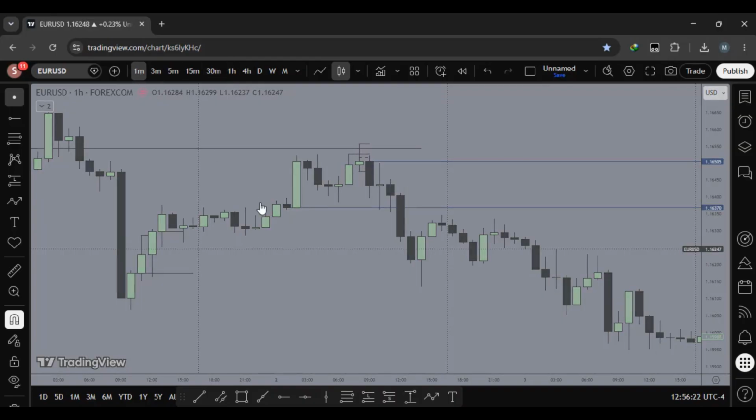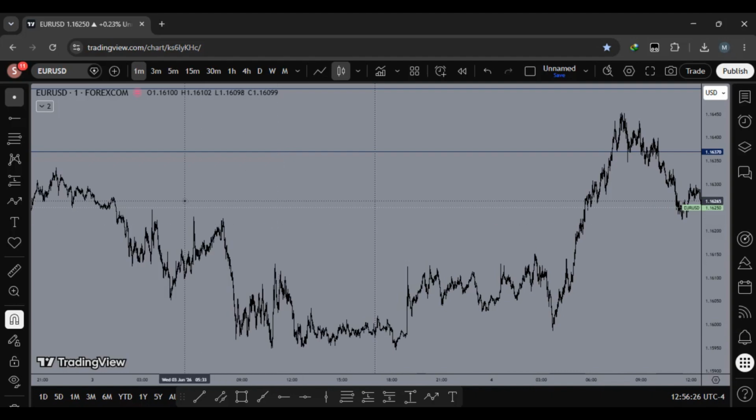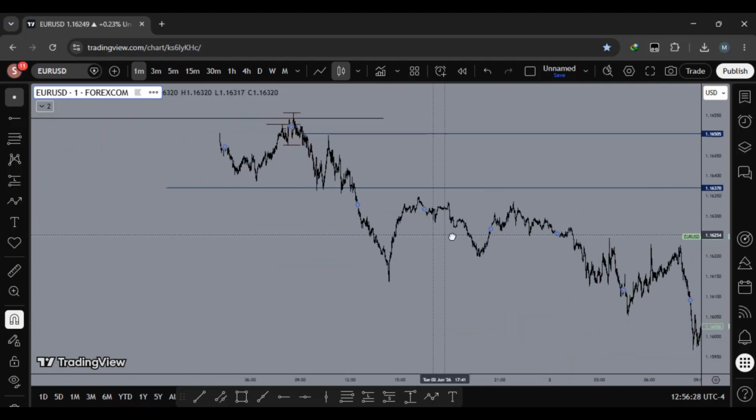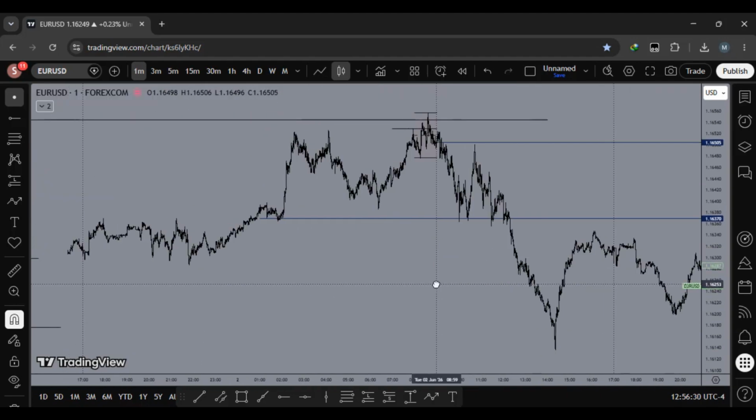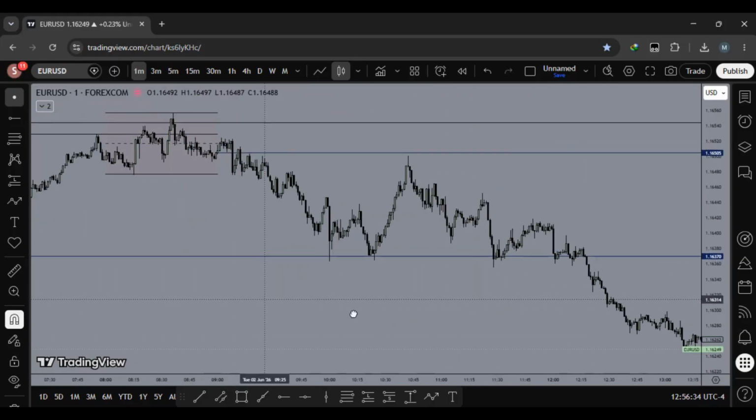So you go to 1 minute. This is how you trade Malaysia SNR, combined with ICT, so you know exactly where you're entering, the specifics. Now look at it.